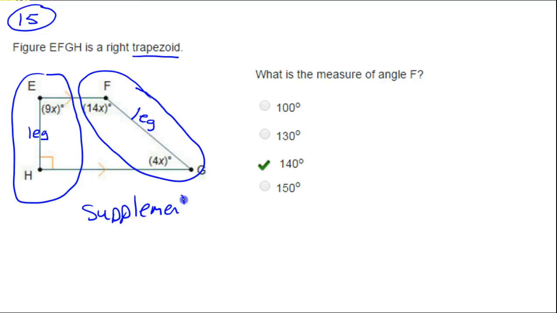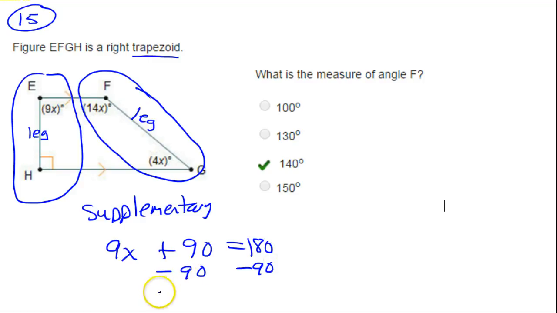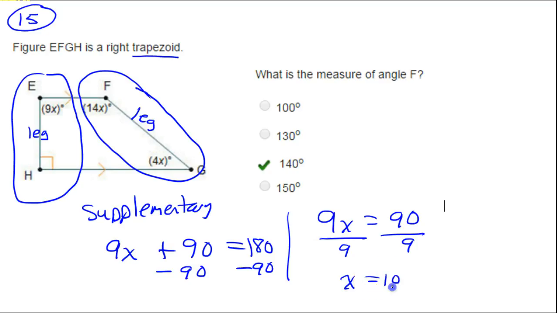So 9x plus 90 equals 180. All right, they have to add up to 180 degrees. Does that make sense? So then I could subtract 90 from both sides. That's going to give me 9x is equal to 90. Then if I divide both sides by 9, that'll give me x is equal to 10. Are you with me so far?